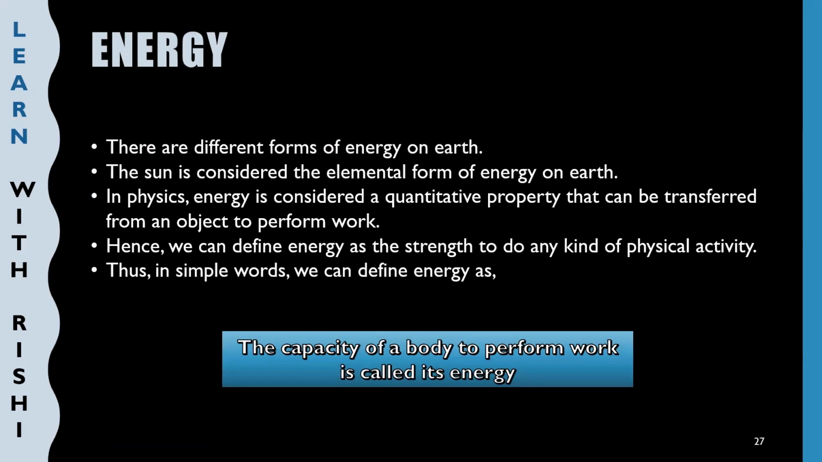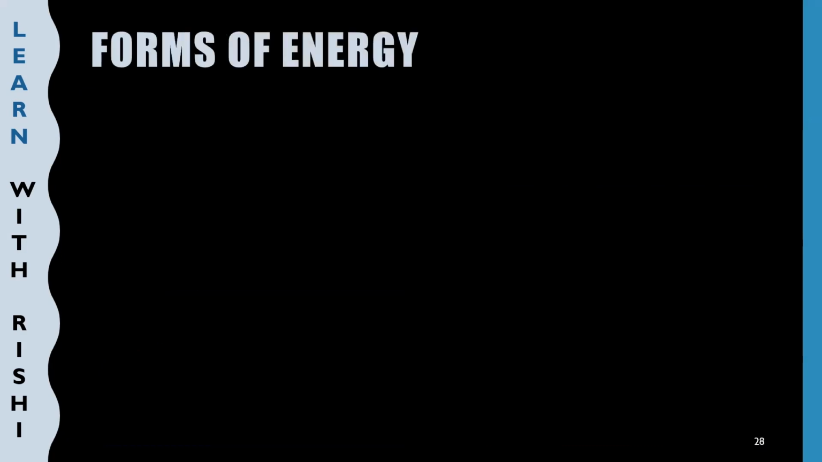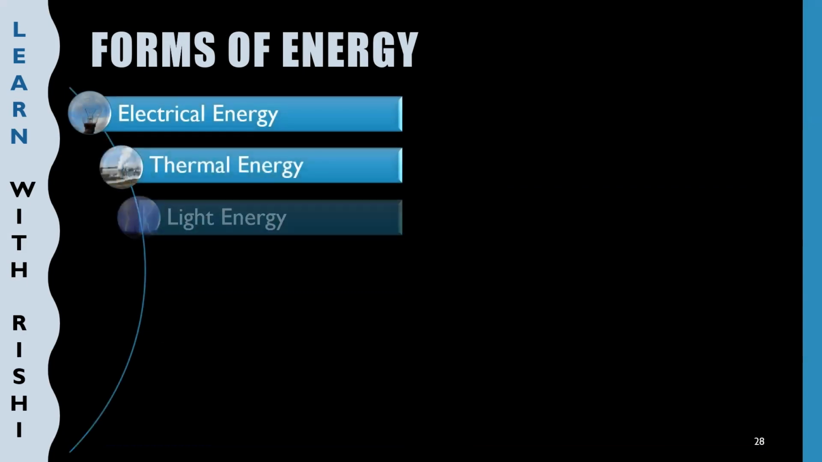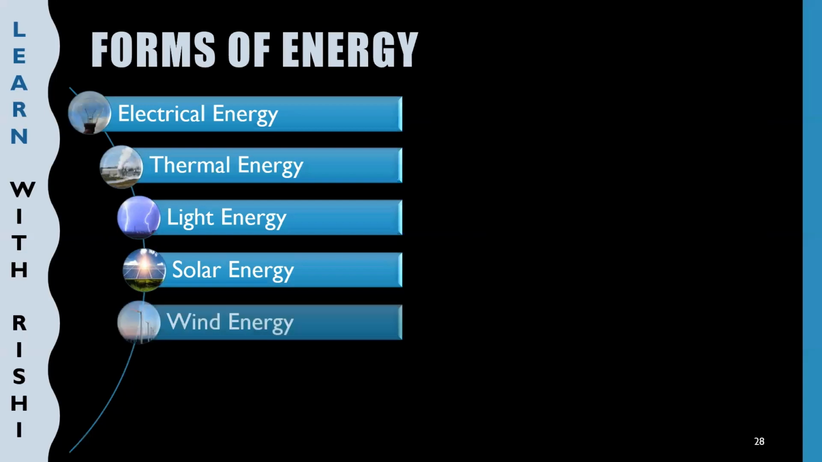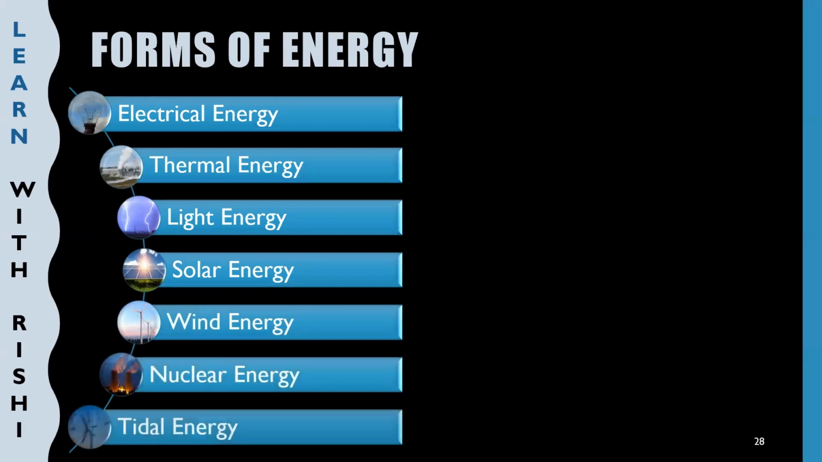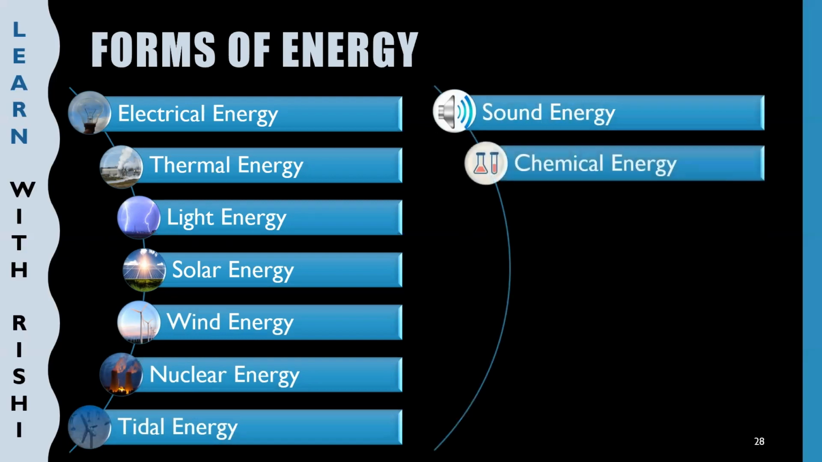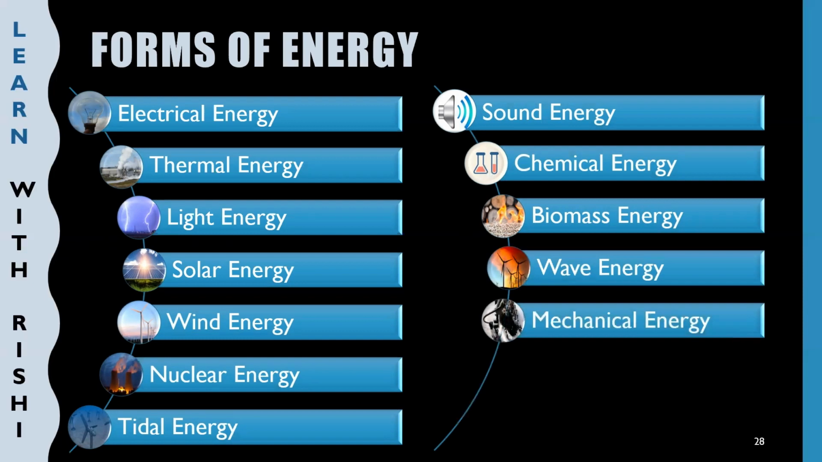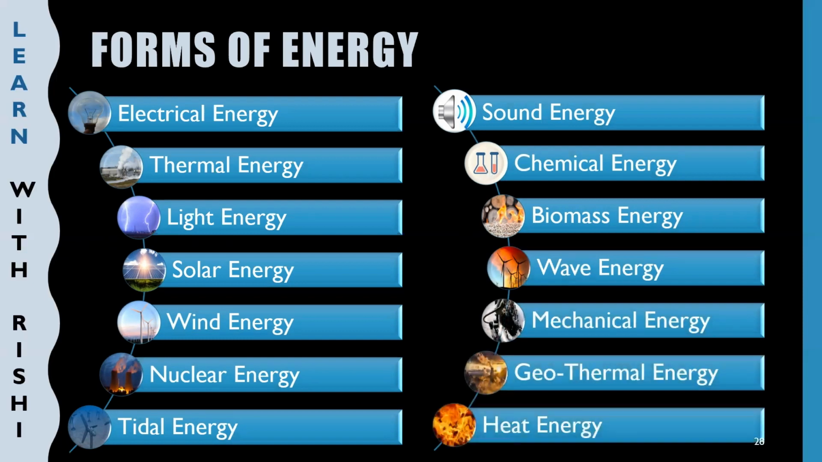Let us discuss now the forms of energy. There are many different forms of energy. Some of them I have mentioned here, like electrical energy, thermal energy, light energy, solar energy, wind energy, nuclear energy, tidal energy, sound energy, chemical energy, biomass energy, wave energy, mechanical energy, geothermal energy, and heat energy. So these are different forms of energy and there are many more forms of energy. Now this energy can be converted from one form to another form. And this we will be learning in the concept called transformation of energy.